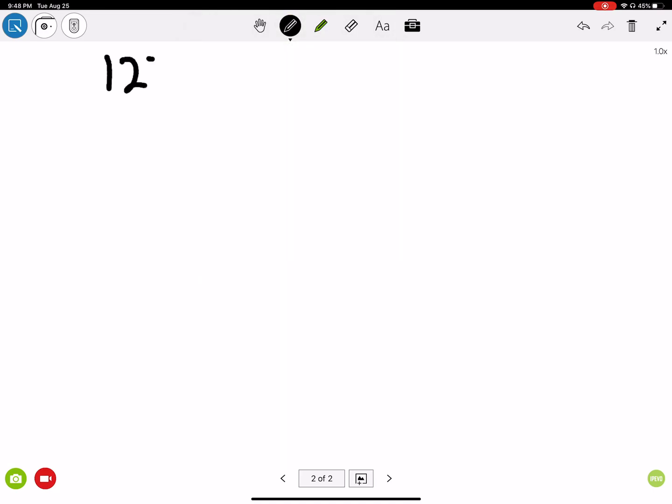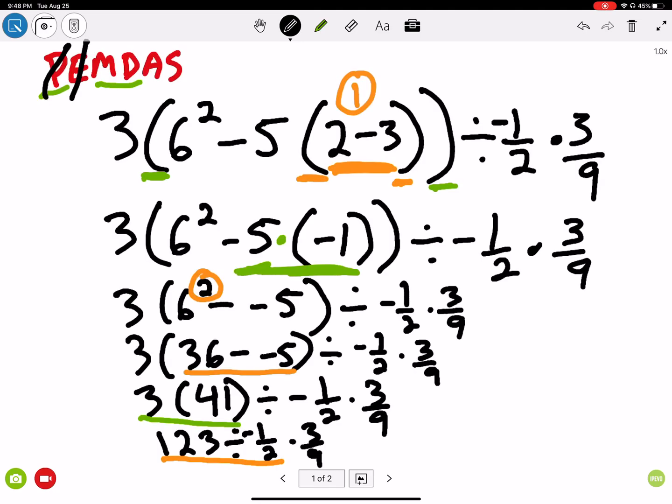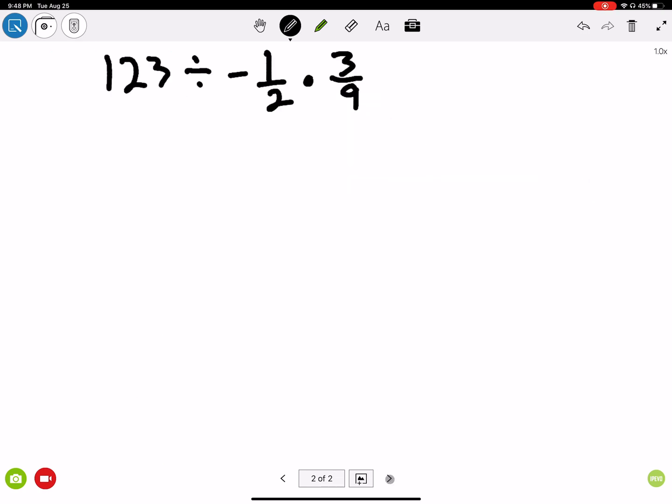So I had 123 divided by negative 1/2 times 3/9. I'm going to double check to make sure that I did my work right. 123 divided by negative 1/2 times 3/9. That's exactly what it says. So I'm good. Remember, when you divide by a fraction, you actually end up multiplying by the reciprocal. So negative 1/2, if I flip it, becomes negative 2/1, which is just 2. Okay, if you want to write it this way, that's fine. And then times 3/9.